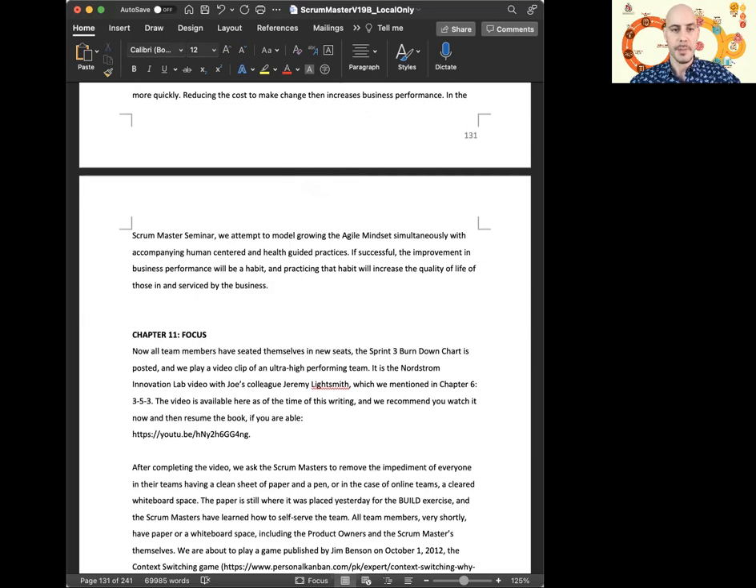In the Scrum Master seminar, we attempt to model growing the agile mindset simultaneously with accompanying human-centered and health-guided practices. If successful, the improvement in business performance will be a habit, and practicing that habit will increase the quality of life of those in and serviced by the business.